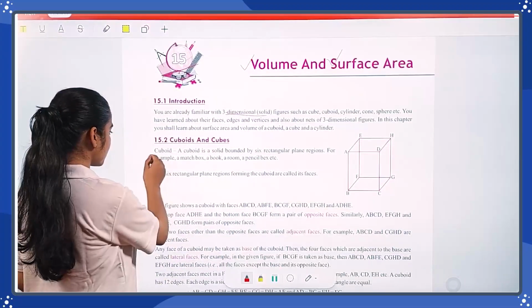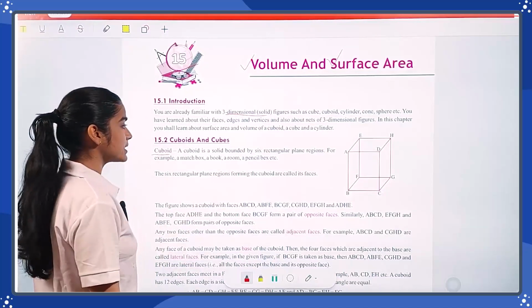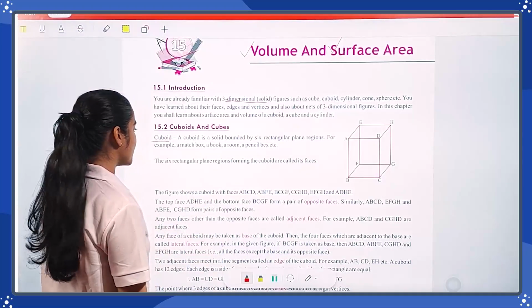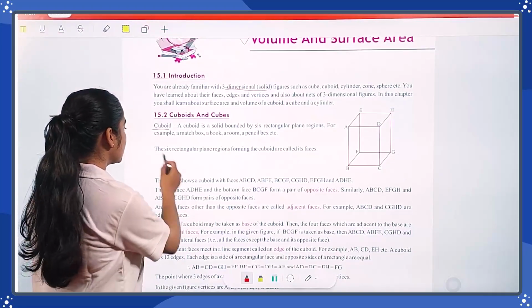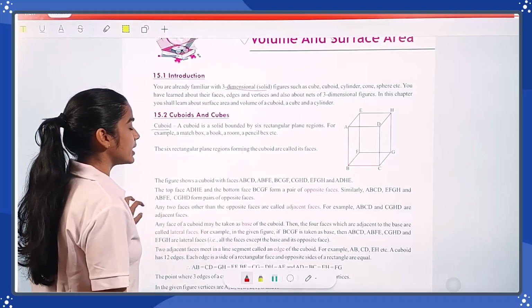So first we have cuboids and cubes. A cuboid is a solid bounded by 6 rectangular plane figures. For example, a matchbox, a book, a room, or a pencil box, etc. The 6 rectangular plane figure regions forming the cuboid are called its faces.